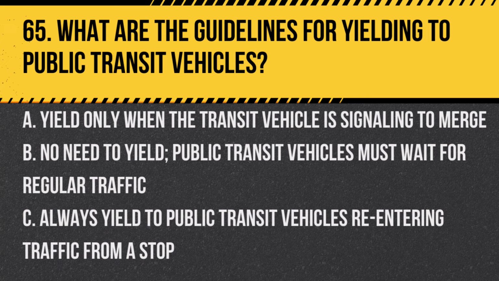Question 65. What are the guidelines for yielding to public transit vehicles? A. Yield only when the transit vehicle is signaling to merge. B. No need to yield. Public transit vehicles must wait for regular traffic. C. Always yield to public transit vehicles re-entering traffic from a stop. Answer: A. Yield only when the transit vehicle is signaling to merge. California law requires drivers to yield to transit buses with flashing signals.